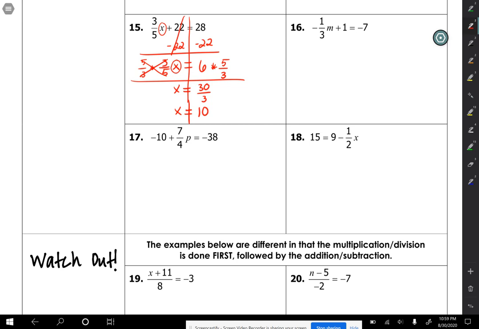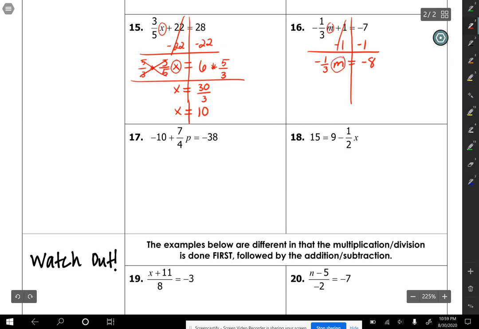Number 16. 1/3 m plus 1 equals -7. Draw my line, circle my variable. So the first thing I want to do is get rid of this plus 1, and I can subtract 1 on both sides. Cancel those out. -1/3 m equals -7 minus 1 is -8.